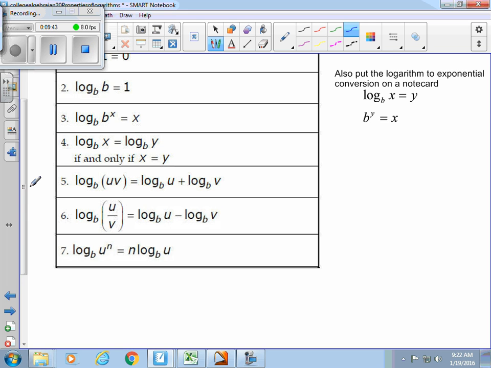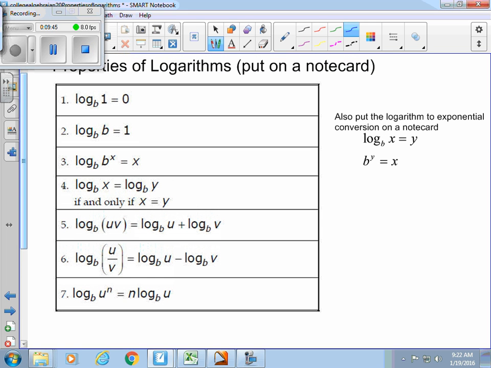Okay, let's talk about these. Number one, why? Anything to the zero power is always 1, right? So that makes sense. It doesn't matter what the base is, log base b of 1 is always equal to 0. Log base b of b is 1. Why? Anything to the first power is b, right? Anything to the first power is itself.